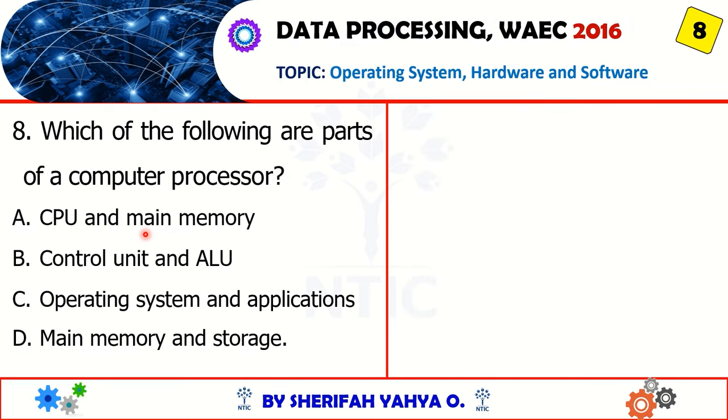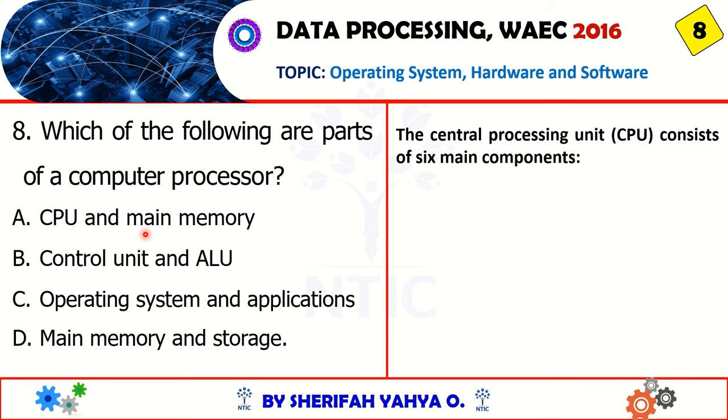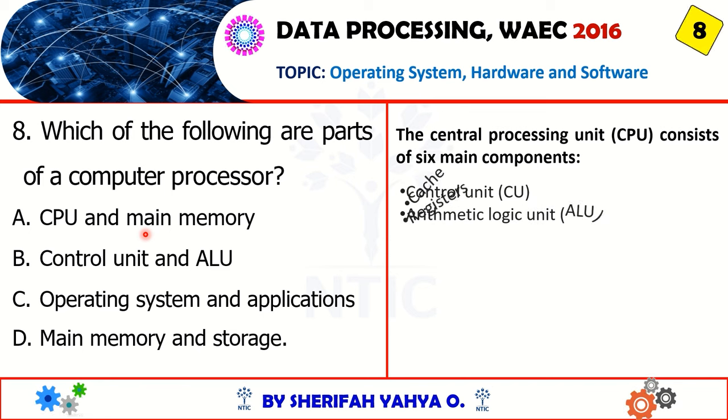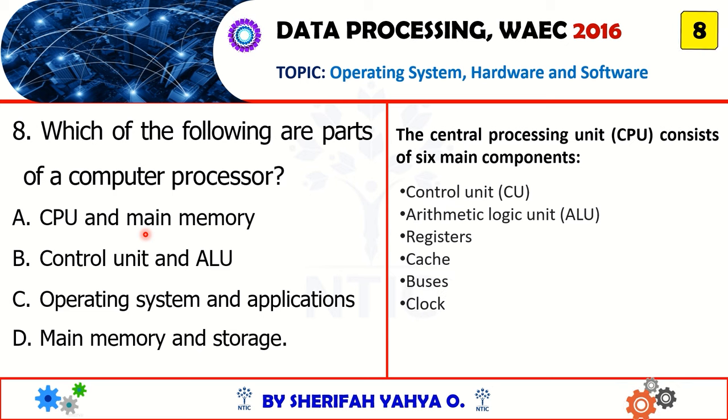Question 8. Which of the following are parts of a computer processor? The CPU consists of 6 main components. We have the control unit, the ALU, which is the arithmetic logic unit, the register, the cache, buses, and clock. And if we look at the options here, the only ones we can find among the components are the control unit and the ALU, which is option B. So therefore, our answer is B.